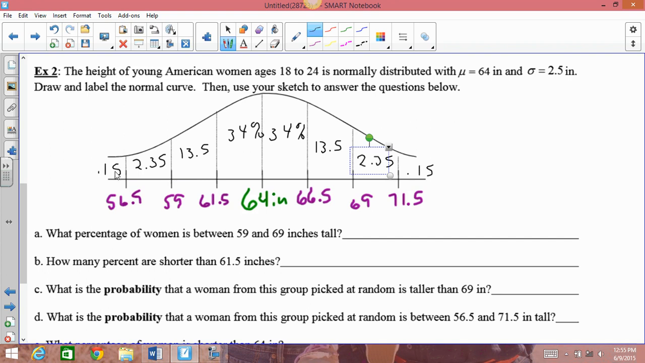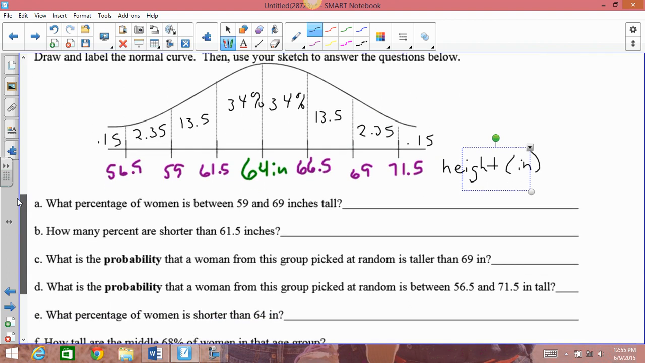And I will label this down here. You want to be sure that you always do that. This is height measured in inches. Okay, so now you want to be able to answer questions related to your sketch.